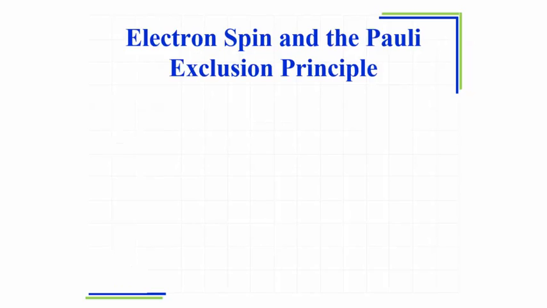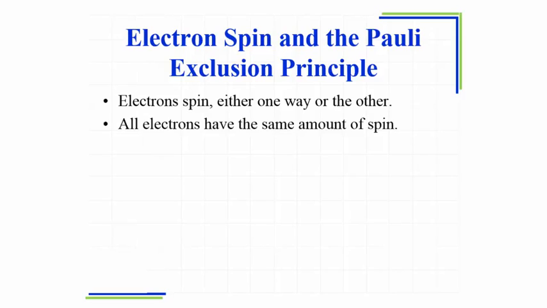So let's learn about electrons and their spin and what's called the Pauli exclusion principle. Electrons are going to spin in one direction or the other, clockwise or counterclockwise. All electrons will be spinning in the atom. These electrons will have the same exact amount of spin, but they're in opposite directions.